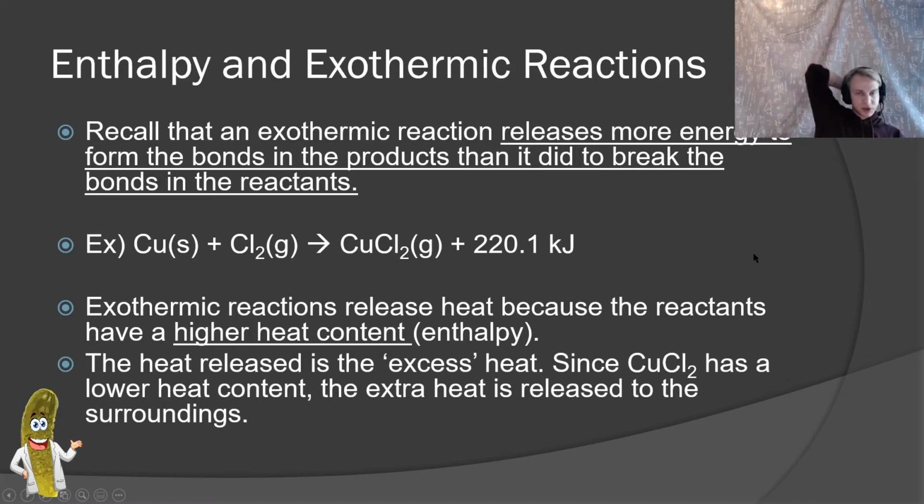So recall that an exothermic reaction releases more energy to form the bonds in the products than it did to break the bonds in the reactants. So again, we have an exothermic reaction here where one of the products is 220.1 kilojoules. The other thing that's interesting is we do not need to balance this number. That is the number for the reaction. So we do not need to multiply it by 3 or put a coefficient in front of it at all. Exothermic reactions release heat because the reactants have a higher heat content. So the reactants here have a higher enthalpy than the products do.